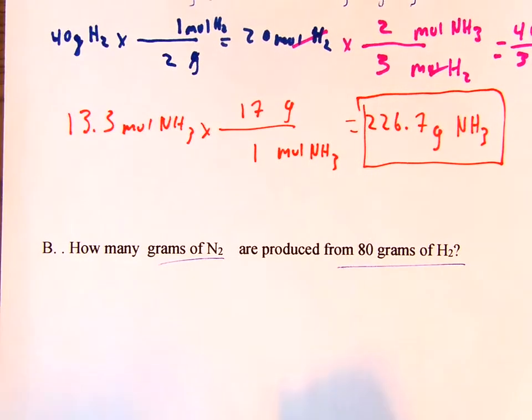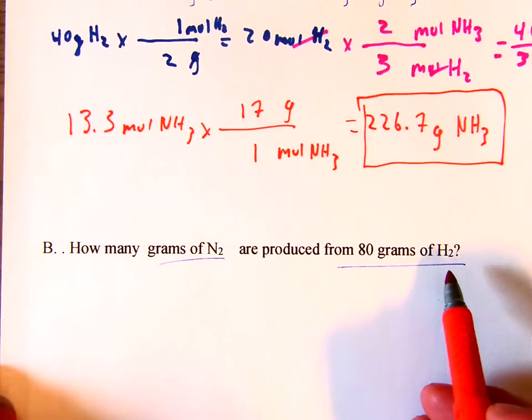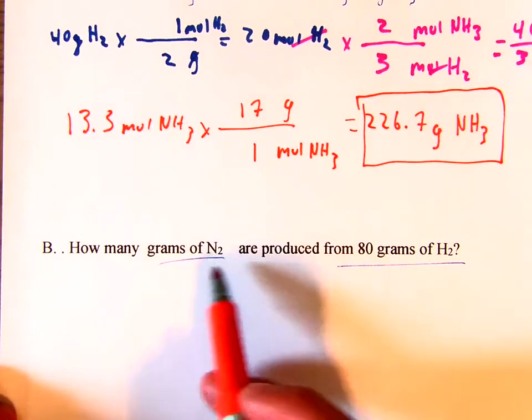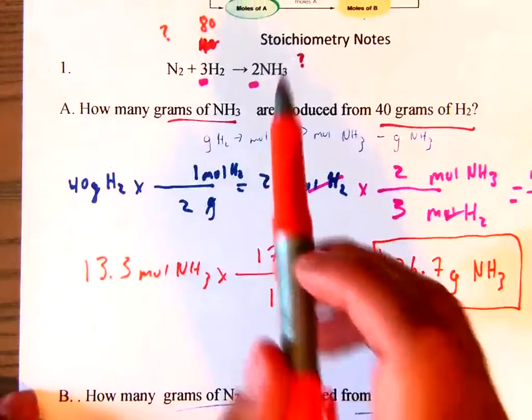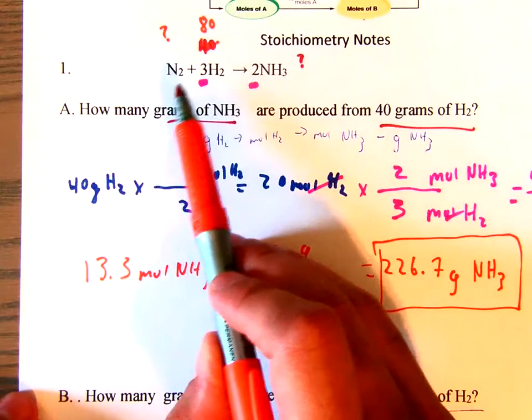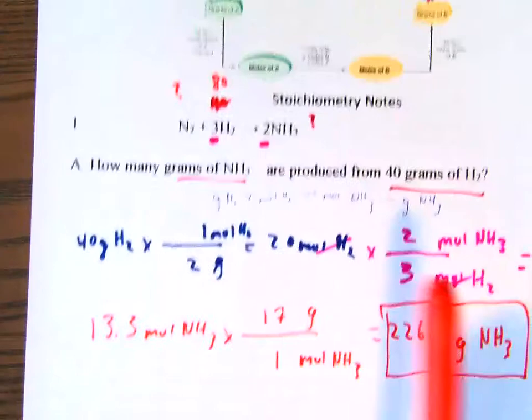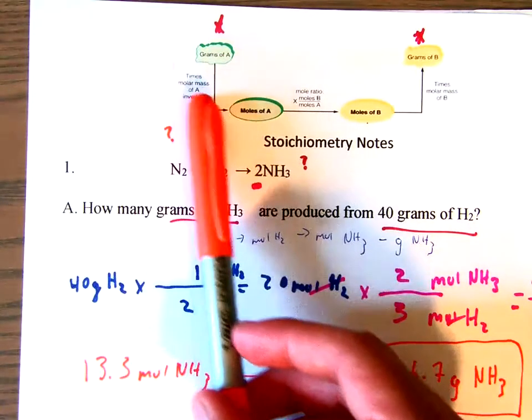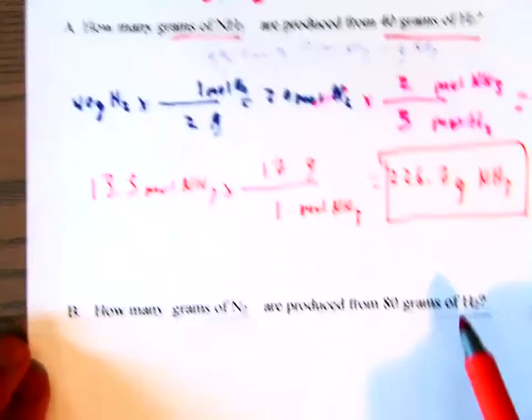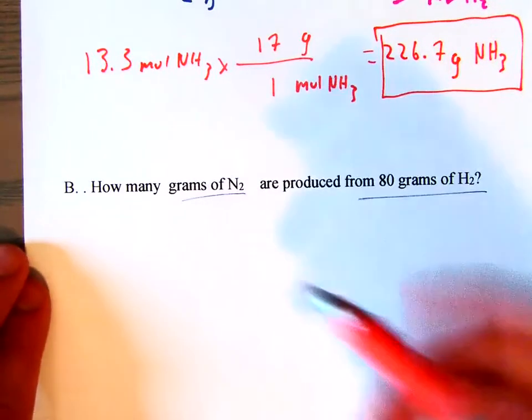Okay, now we're moving on to the next problem. I'm not going to map this one out, I'm just going to go ahead and solve it. So we have 80 grams of H2, and we're trying to figure out how many grams of N2 are being made. In other words, we have 80 grams of H2, we don't know how much N2 is being made. So step 1, we're turning these grams into moles. We take the 80 grams and turn that into moles.